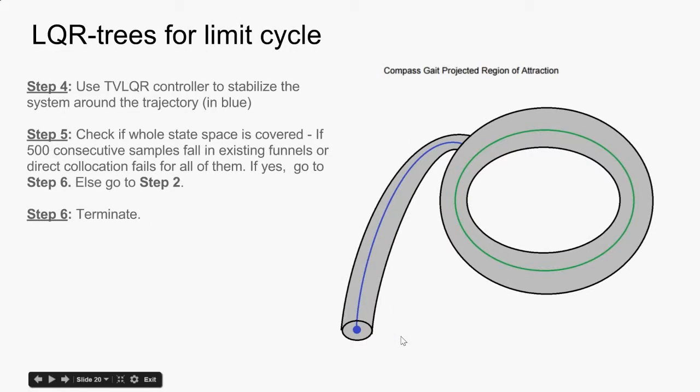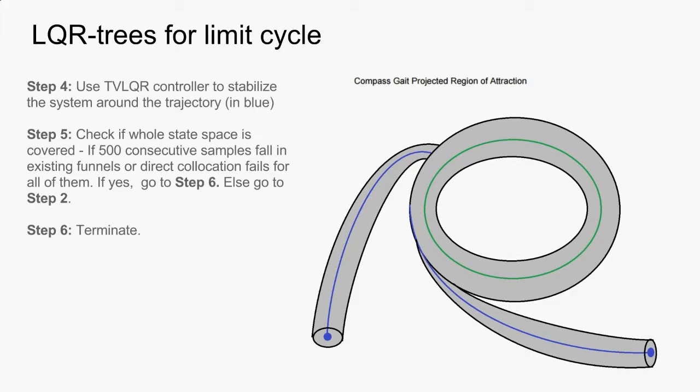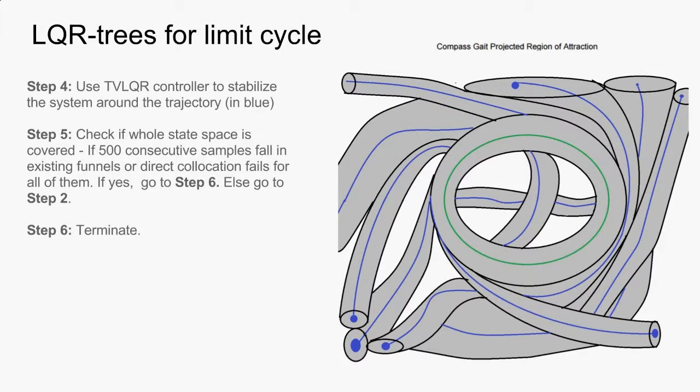Now we apply a TVLQR controller to stabilize this trajectory. We don't just execute these trajectories in open loop in the real system. We use a TVLQR controller to stabilize the system around this trajectory, because of which we get these funnels. So we add this new funnel to the existing tree. Now we sample a new point and we repeat. We sample a new point, we find the nearest point according to the LQR cost function metric in the existing tree, and we connect it, and we verify it. We continue doing this until we considerably cover the state space.